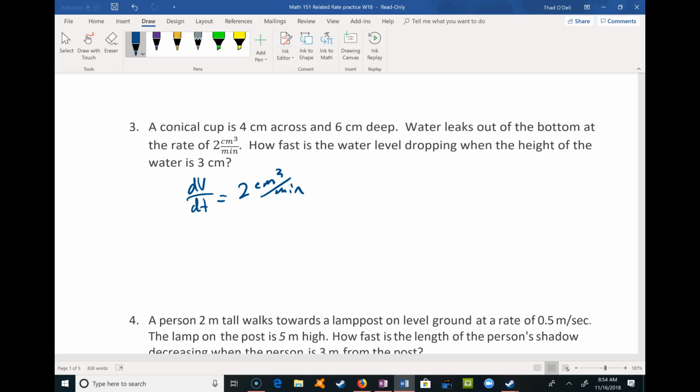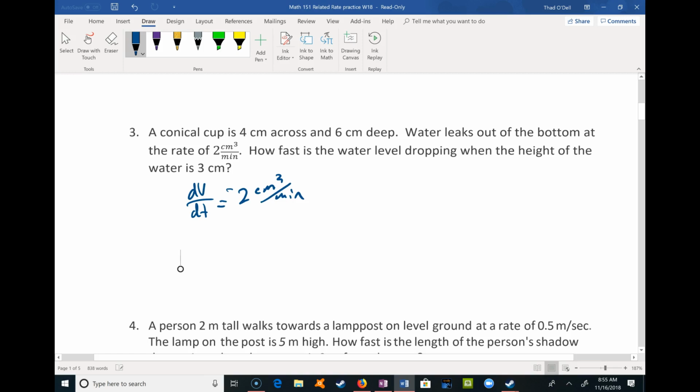Okay? Wouldn't it be a negative too? Yes, it's leaking out the bottom. Thank you. That would be a negative 2. Okay.